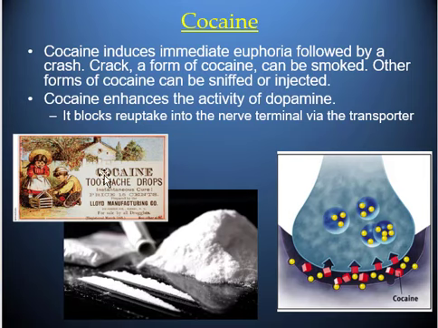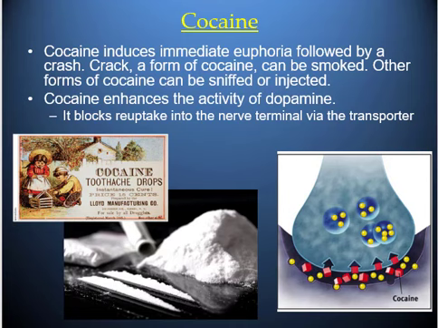Cocaine enhances the activity of dopamine, so this would make it an agonist, and it blocks reuptake. So the dopamine not only comes out stronger into the synapse, but then it can't get taken back up as fast, and so it stays out in the synapse longer, and it binds over and over and over again, which is why you get that immediate rush that you feel, but also when it does finally get taken out of the body, you get that crash that you feel.